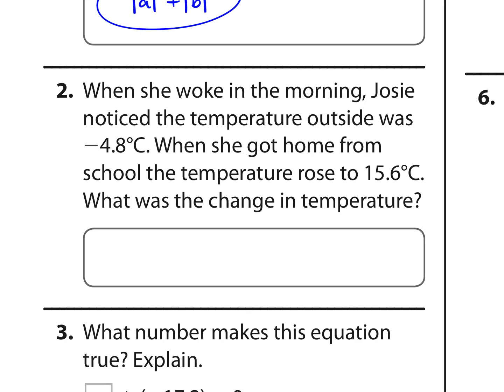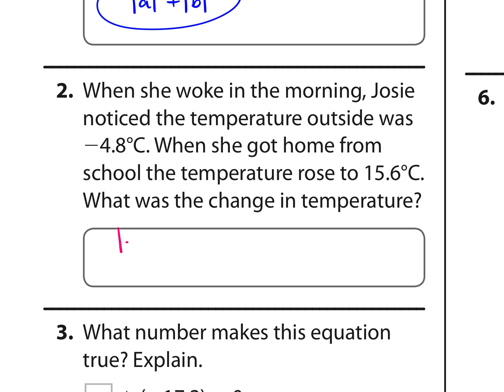Number 2, when she woke in the morning, Josie noticed the temperature outside was negative 4.8 degrees Celsius. When she got home from school, the temperature rose to 15.6 degrees Celsius. What was the change in temperature? So first of all, notice that it started in the negatives and then it went up to the positives, and we want to find the span between these.